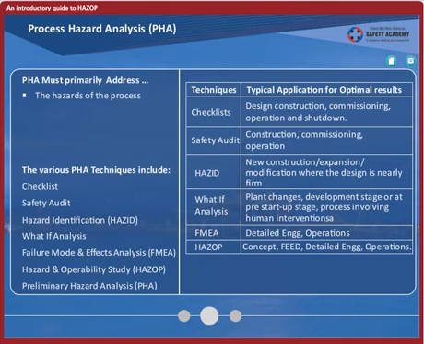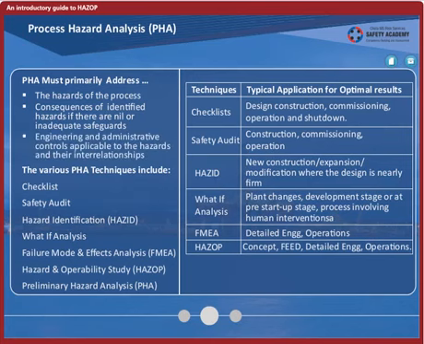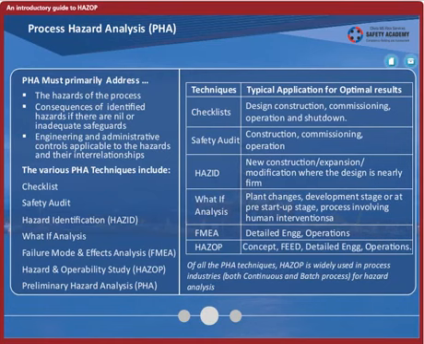PHA must primarily address the hazards of the process, consequences of identified hazards if there are nil or inadequate safeguards, and the engineering and administrative controls applicable to the hazards and their interrelationships. The table here shows you against each technique the best possible stage for its adoption or use. Of all the PHA techniques, HAZOP is widely used in process industries, both in continuous and batch processes, for hazard analysis.